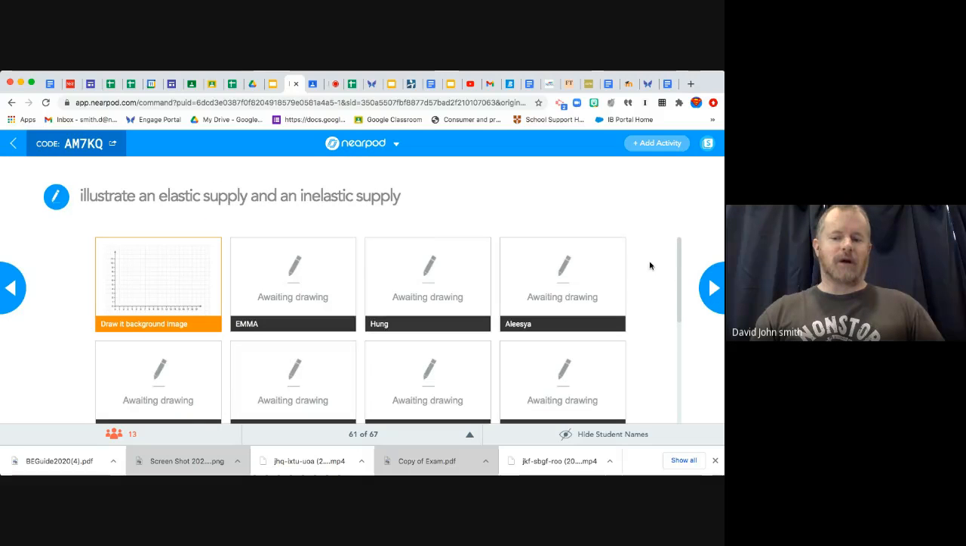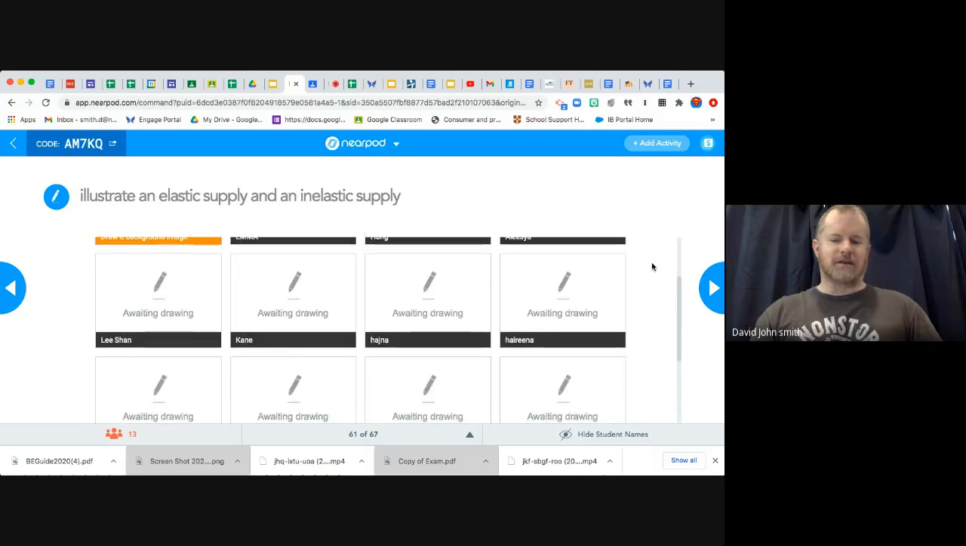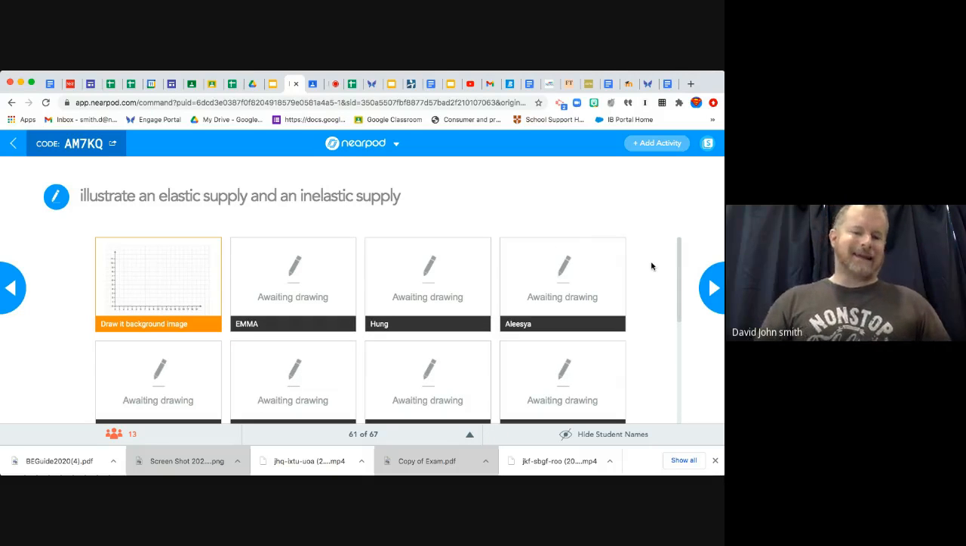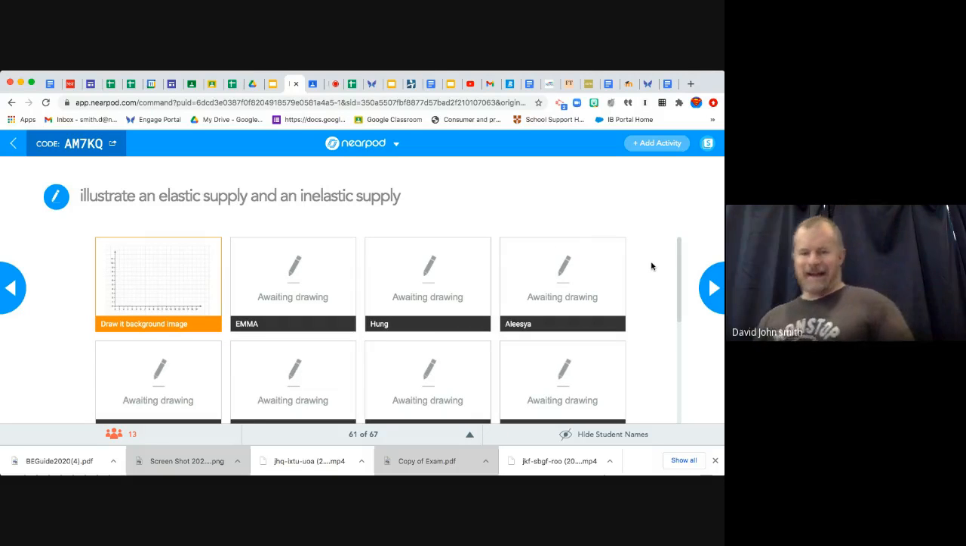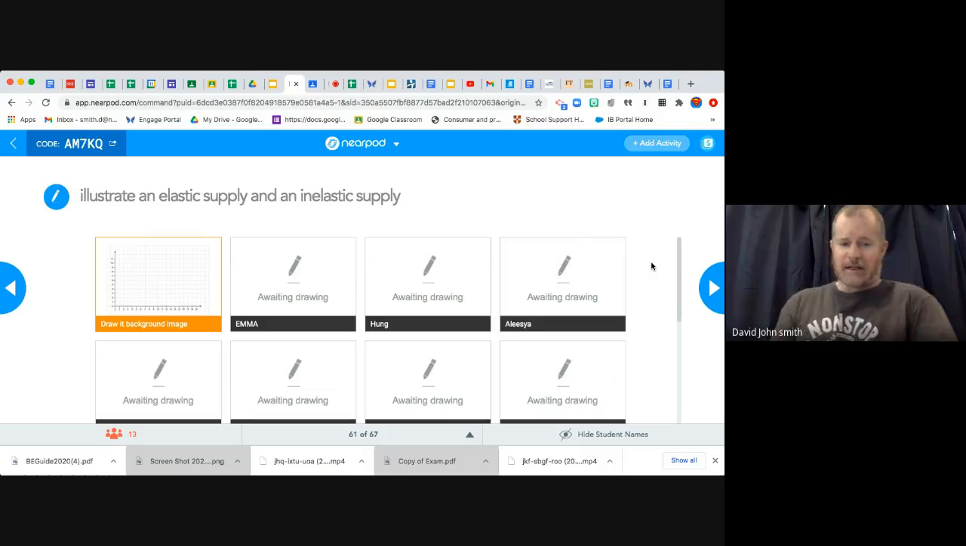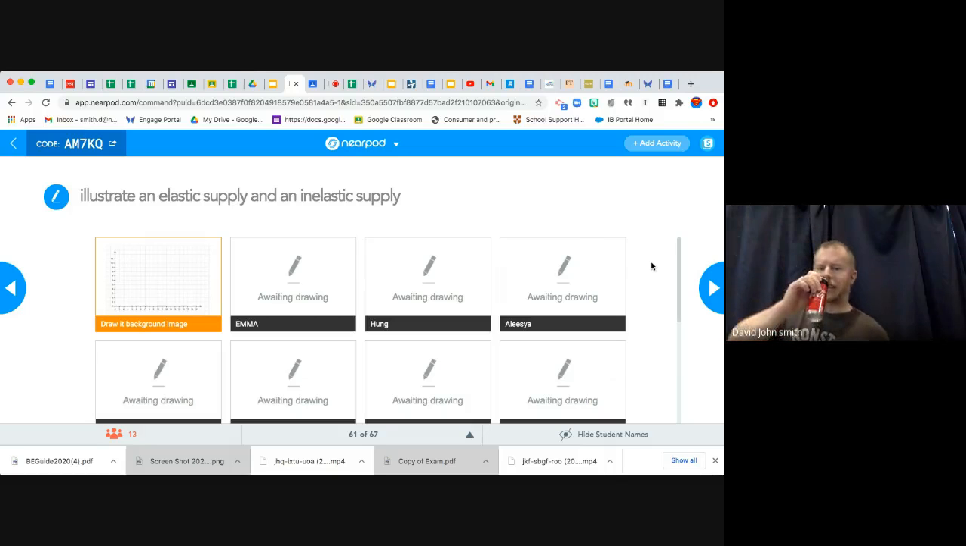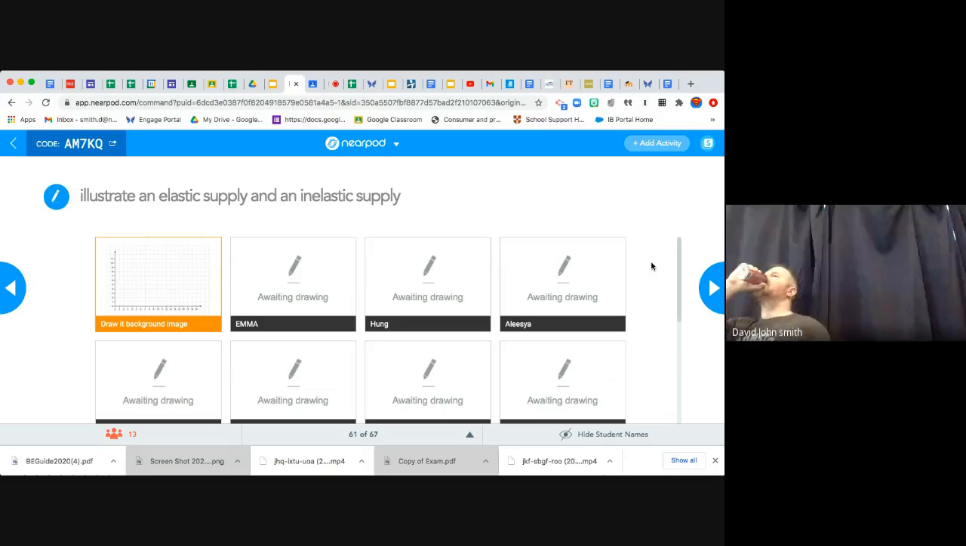Right, now here's what I'd like you to do, just as a bit of an exercise, just so that I can see that you're understanding. Have a go at drawing an elastic supply and an inelastic supply. It doesn't have to be perfectly elastic or perfectly inelastic. Just have a go at recognizing when you're sketch drawing which one would be more elastic and which one more inelastic. There you go. Give you a couple of minutes for that.